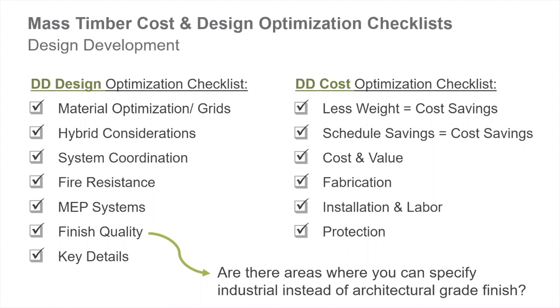There are some very strict requirements per the PRG 320 specification for architectural grade CLT that can really increase the cost of that material. So you'll definitely want to have that discussion with your chosen manufacturer and see if there are areas where you could just specify the industrial grade CLT and really help reduce some of your overall cost on the project.